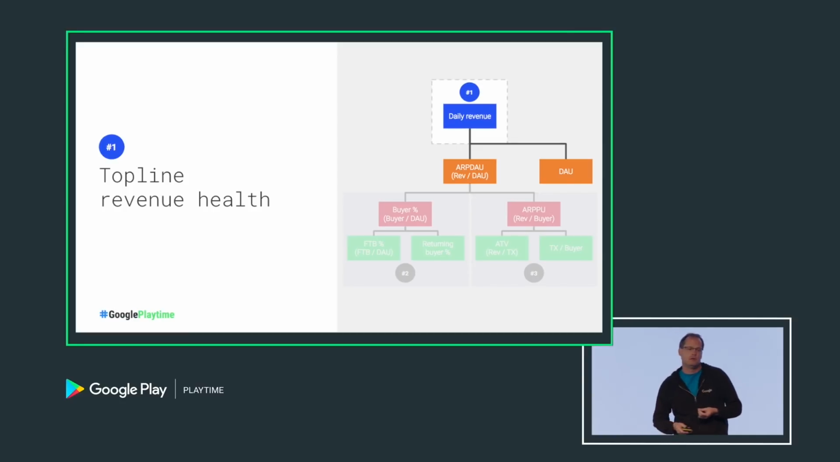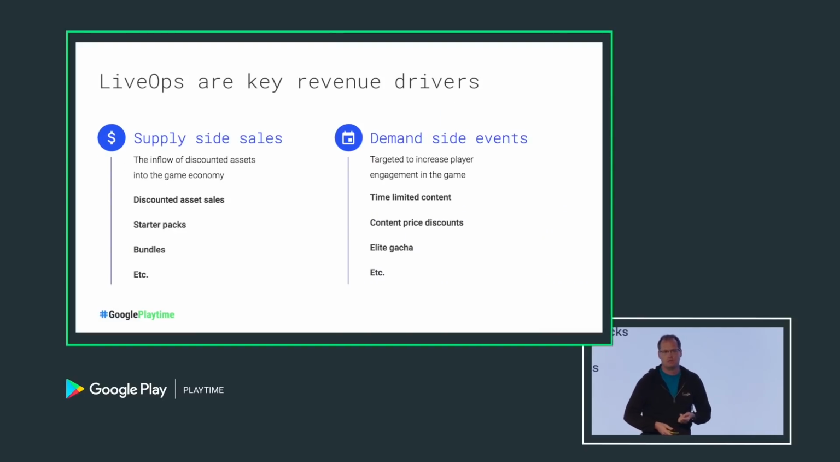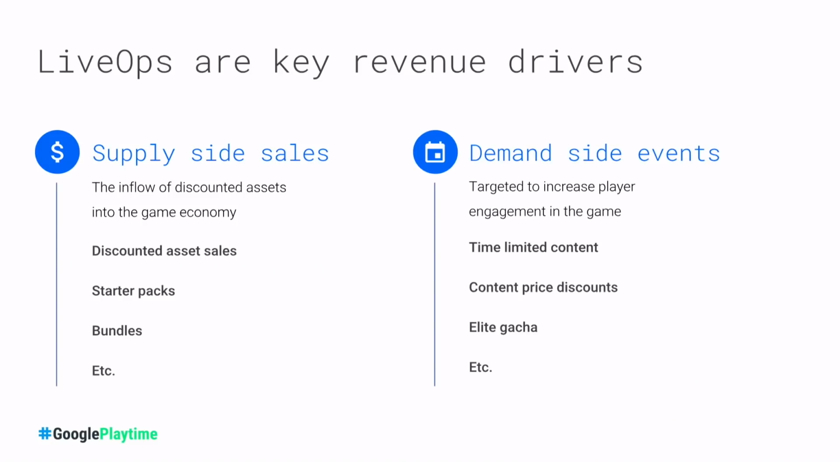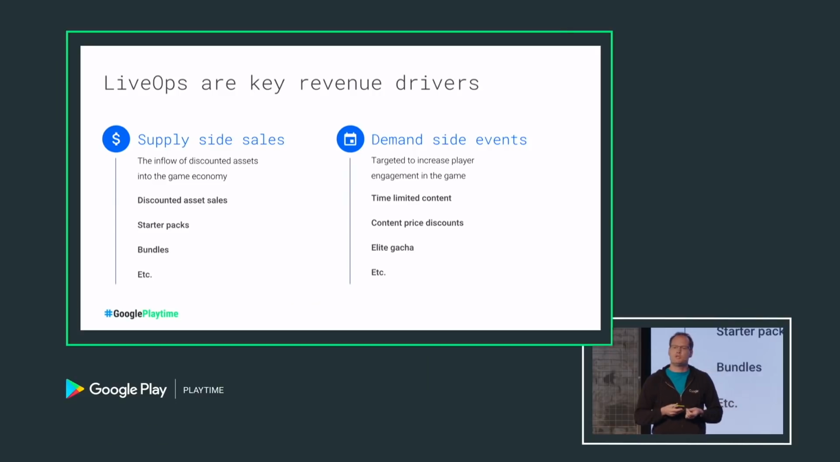So to kick off, with top-line revenue, one of the major ways that we're always driving it, one of the major ways that we're maximizing our performance, is LiveOps. Most of you are already probably doing it. If not, you're probably considering it. And it's such an integral part of driving our businesses, of stimulating demand. But LiveOps isn't one monolithic thing. And the way that I like to think of it is breaking it out into supply-side sales or demand-side events. And I like this notion because it helps to think about the balance between the two.